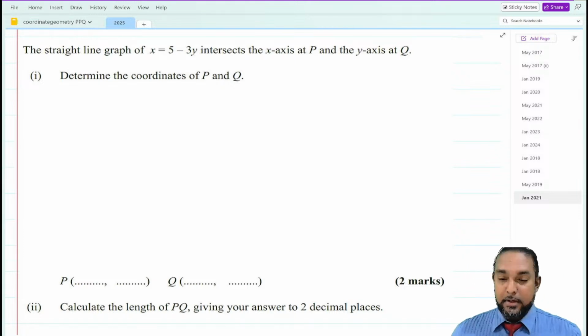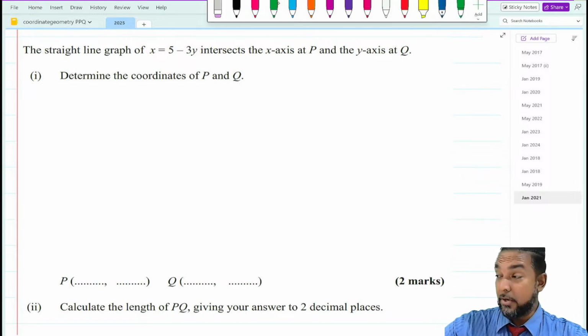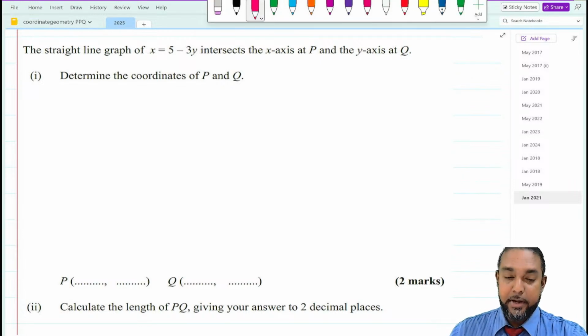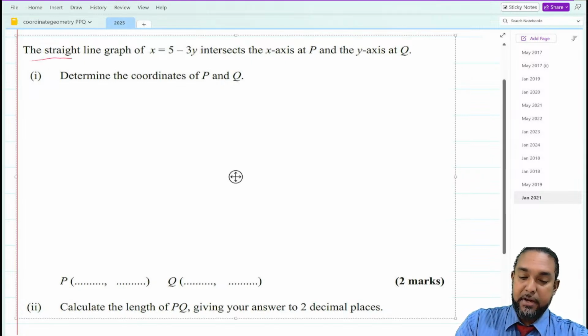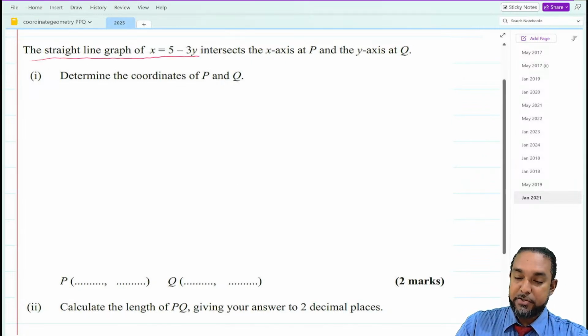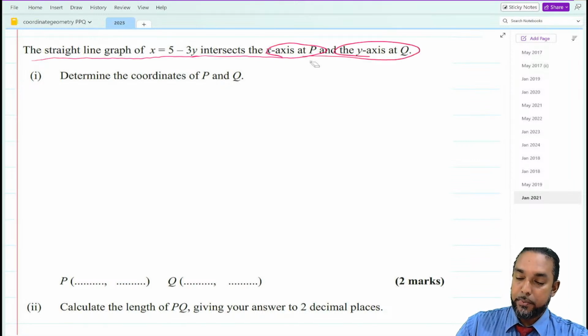All right, guys, I'll give you the rest of the story in a little bit. I'm going to the question because we have a couple more to go and I'm watching the time. Okay, so once again, the straight line graph of x equal to 5 minus 3y intersects the x-axis at P and the y-axis at Q.